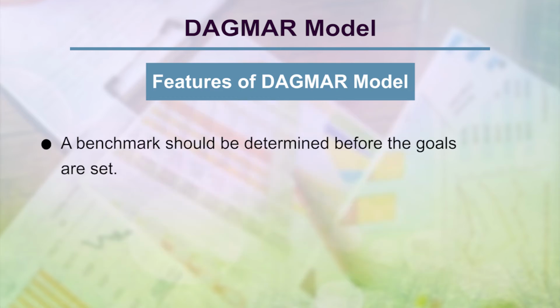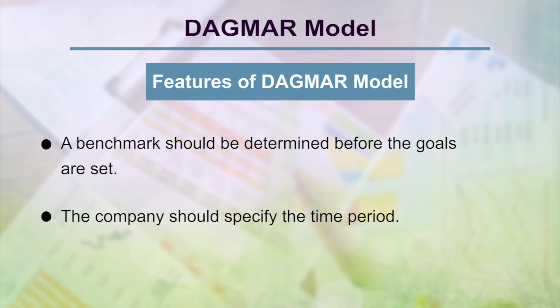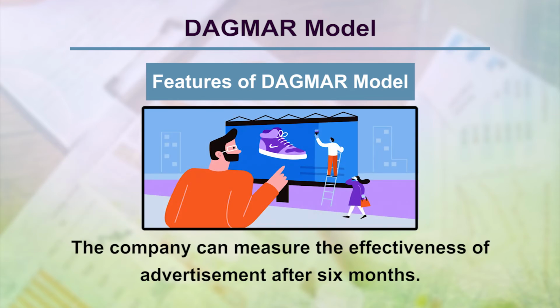Third one, a benchmark should be determined before the goals are set. Benchmark means a standard, or you can say a reference point. So the company must ascertain where it is and where it wants to go. So there should be a benchmark determination from the company's point of view. And last one, a specified time period. The company should specify the time period against which they want to measure. For example, the company can measure the effectiveness of the advertisement after 6 months. So 6 months, 1 year, they can identify the time period.